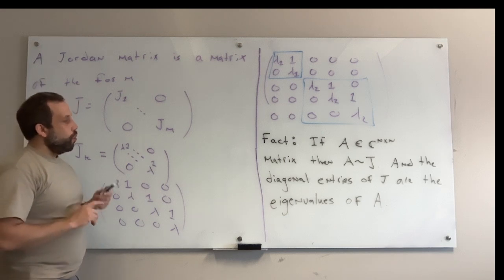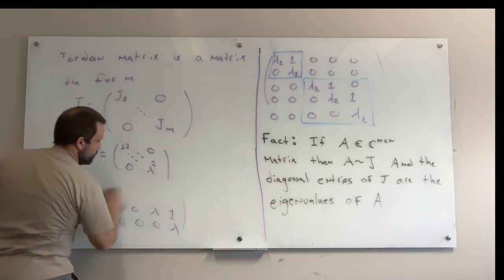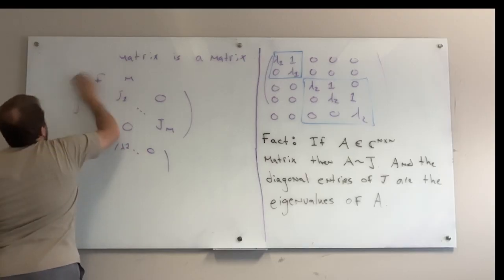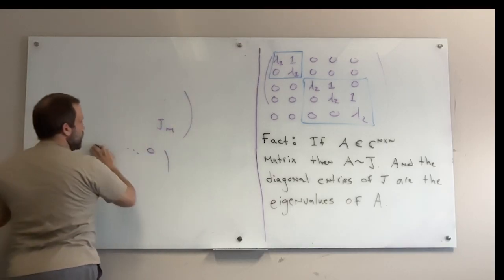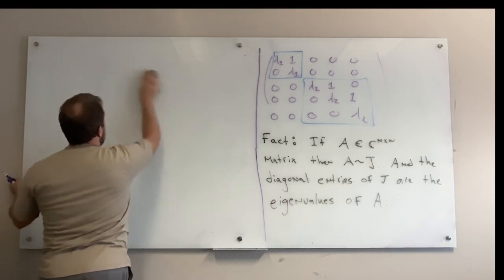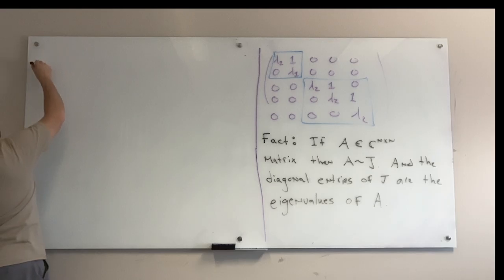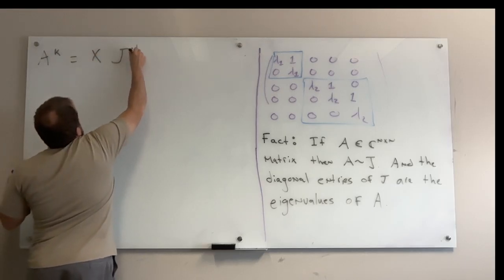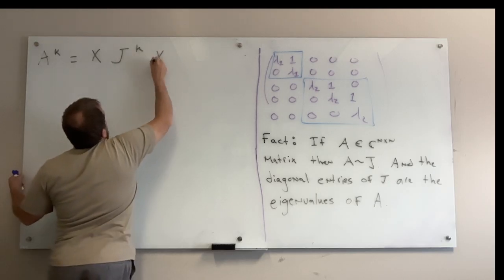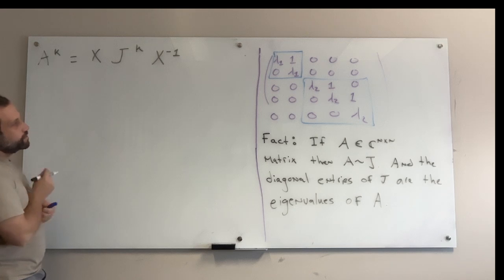Okay, so one of the reasons that we like a Jordan form, so let's think in terms, I did that example before where I computed A to the power of k using the diagonalization. Well, let's just see how this will go for the Jordan canonical form. So again, A to the power of k is equal to X times J to the power of k times X inverse. Okay, so how is this going to go?